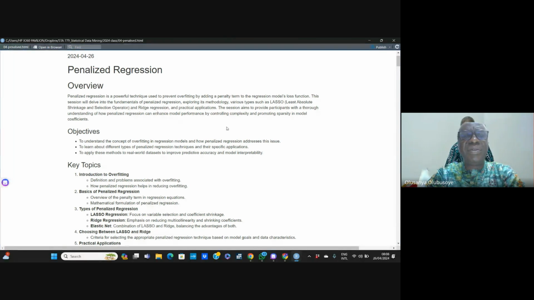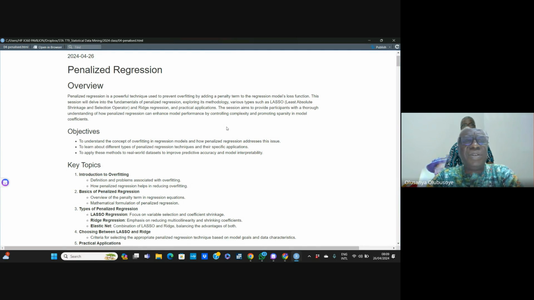So that principle of minimizing the sum of squares of the residuals is extended to now involve penalizing the regression coefficients, so that coefficients that are not really important can be shrunk very close to zero so that their impact is minimized completely, or they are eliminated outrightly. So that's the role of penalized regression.